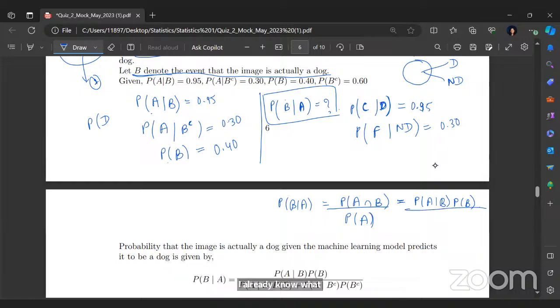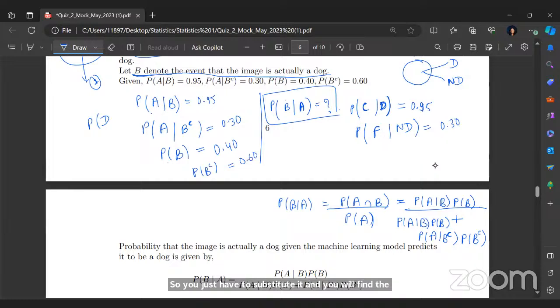Now, how will we find probability of A? So this will be probability of A given B times probability of B plus probability of A given B complement times probability of B complement, right? So all the information is already given to you. You just have to substitute it and you will find the answer, right?